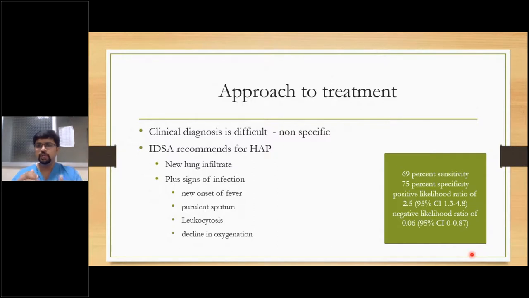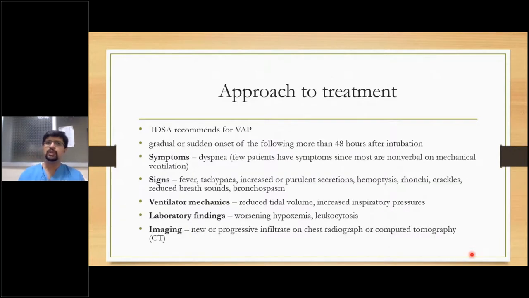So if you take all these things into consideration, it is 69% sensitive, 75% specific, positive likelihood ratio is almost around 2.5, negative likelihood ratio is around 0.06. This is the recommendation for ventilator associated pneumonia. Ventilator associated pneumonia, all these symptoms may occur gradually or with sudden onset more than 48 hours after intubation. The symptoms are, one is dyspnea.